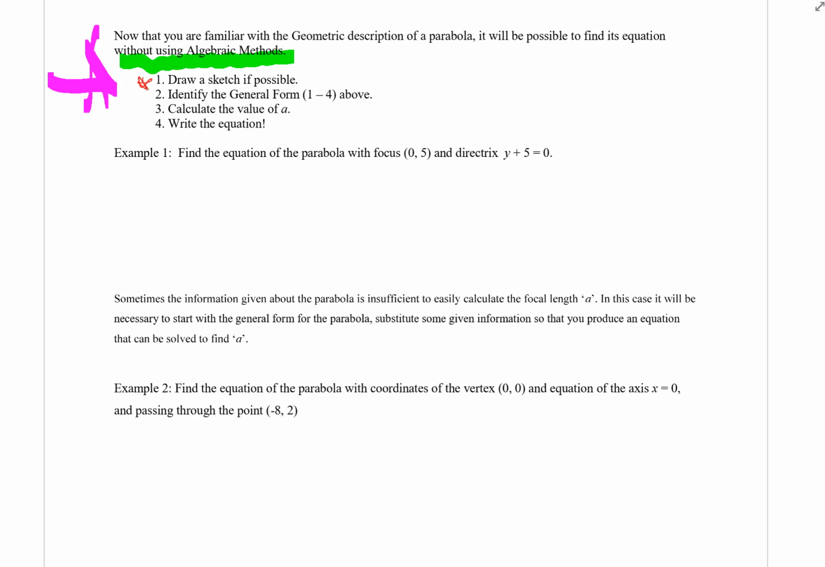Then identify which general form. From above, do you want a parabola going this way, this way, this way, or this way? You will get that from your graph, knowing focus is inside, directrix is outside. Also, you need to calculate the value of a, because you don't keep a in your final equation. You'll get that from your diagram. Then write your equation. I think I better stop the video now and do these examples in another video.